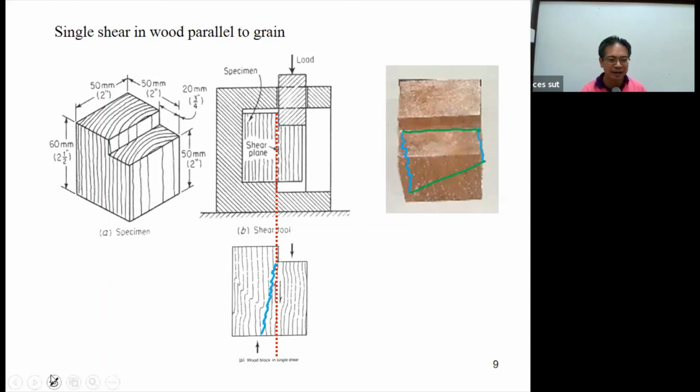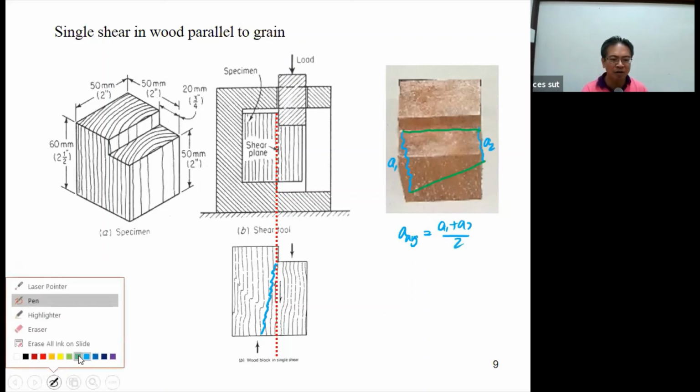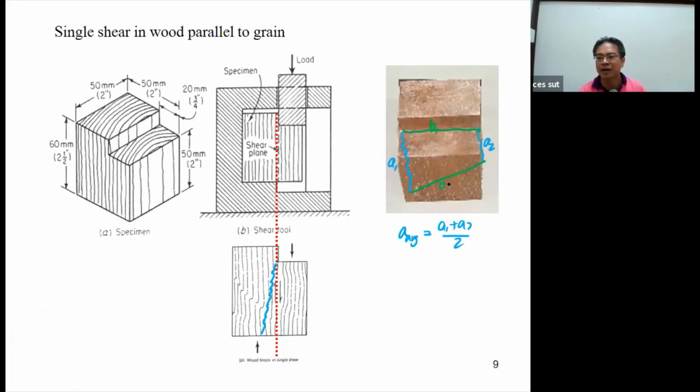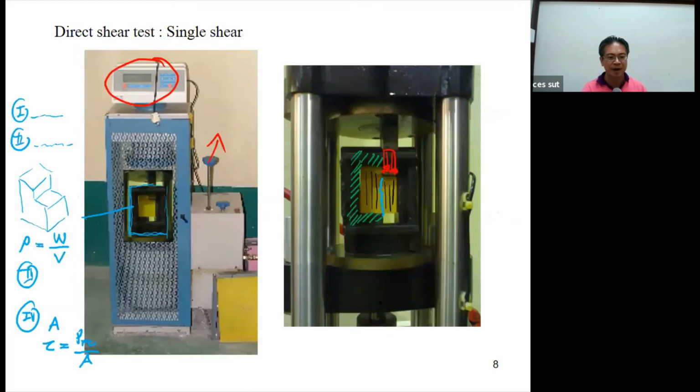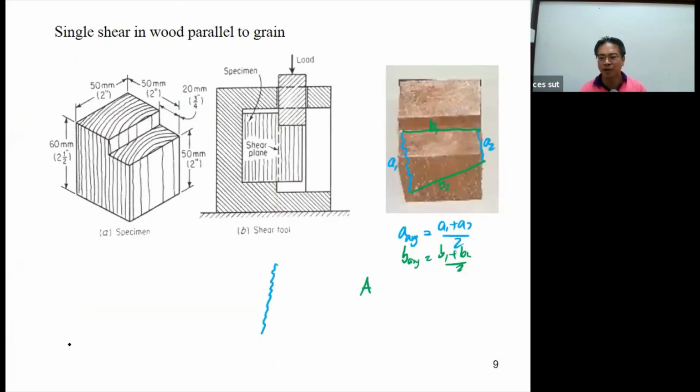Okay, let's see. This one is going to be A1. This one is going to be A2. So we have A average equal to A1 plus A2 divided by 2. Again, you also have B1, and this one is B2, and you have B average equal to B1 plus B2 divided by 2. And then the area that I just mentioned previously will be computed as A average, A AVG, times B AVG.